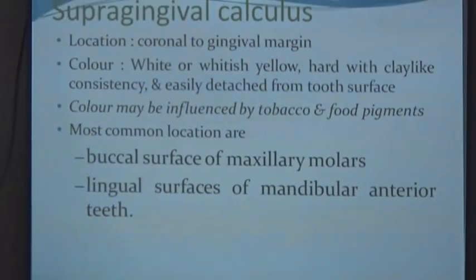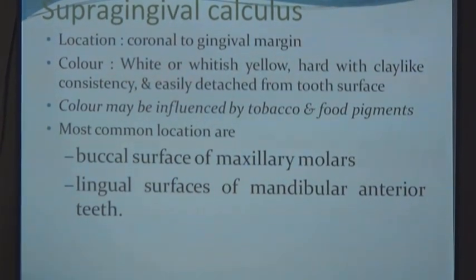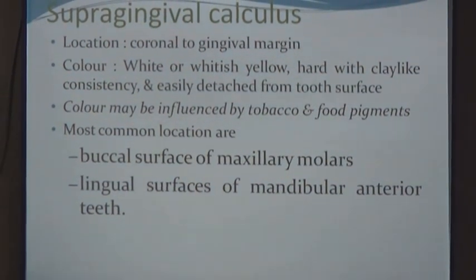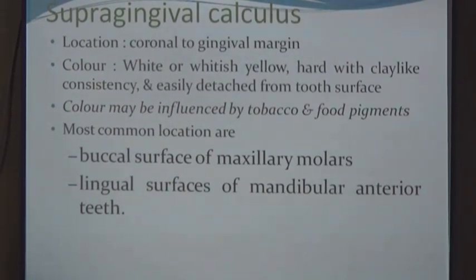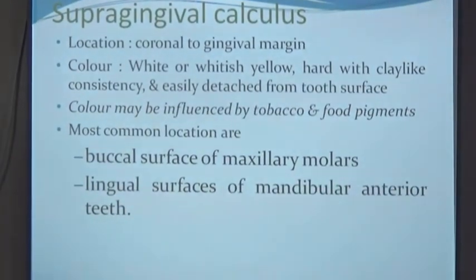This is supragingival calculus. Location is coronal to the gingival margin. Color is white or whitish yellow. Clay-like consistency. I want you to remember this consistency, because usually they ask about the consistency of calculus: supragingival will be clay-like, subgingival will be flint-like, F-L-I-N-T, flint. So you should know the consistency. Supra will be clay-like, subgingival will be flint-like. So it is white or whitish yellow, hard with clay-like consistency, easily detachable from the tooth surface.